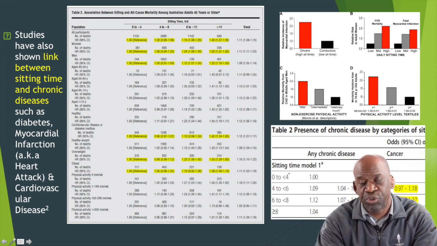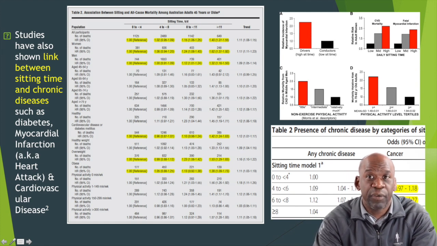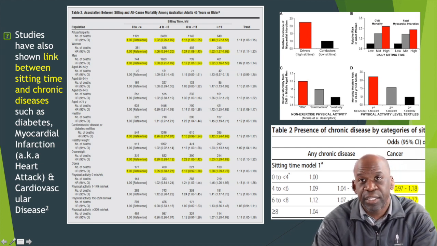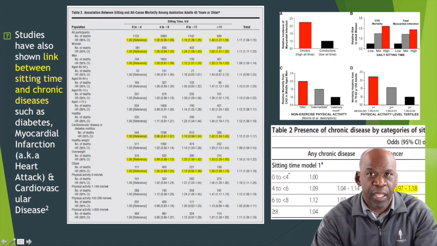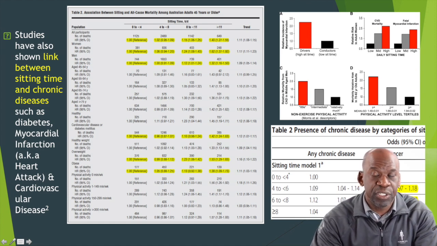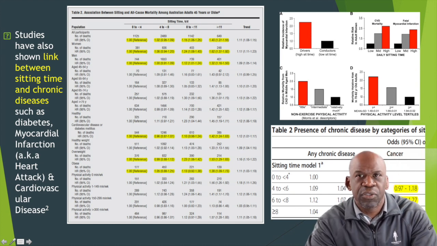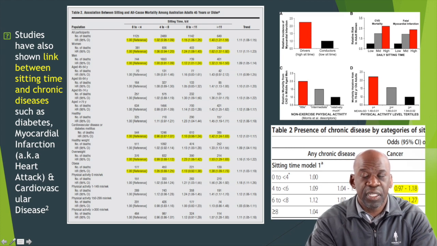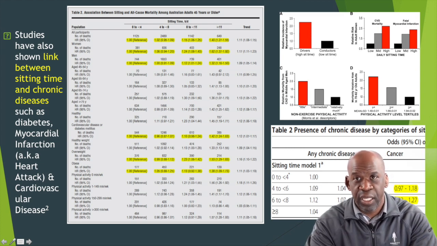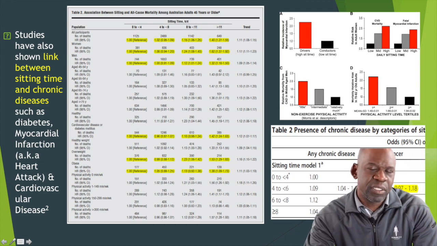But this is not just true for cardiovascular disease. If we look at any one of a number of other conditions such as diabetes, such as obesity, we see that this trend remains the same. As sitting time increases, so too does the incidence of that chronic disease. So this table would suggest that with metabolic conditions, sitting time is associated with an increased incidence of those problems. But it's not just metabolic diseases.